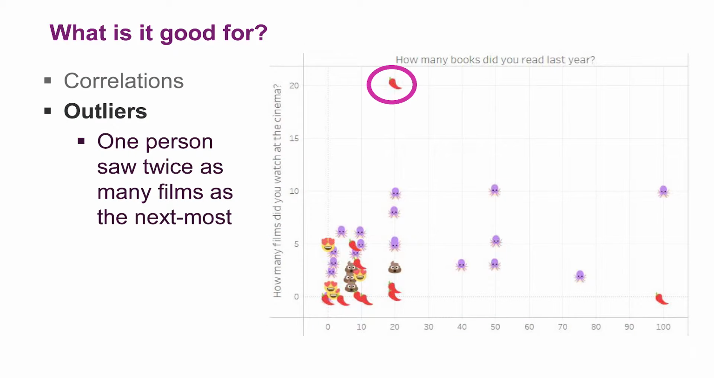Next thing it's good for is outliers. It's good to be able to say, oh, look, there's something weird going on there. In my actual job, that might be something like, oh, people in a certain country, their retention's really bad. We need to check out what's going on there. That's the kind of outlier that would be useful in work. Here, I asked people, how many books did you read last year? And how many films did you watch at the cinema? And there's one person who watched 20 films at the cinema, which is twice as many as the next highest people. So that was kind of interesting. Could spot the outlier, draw a circle around it.